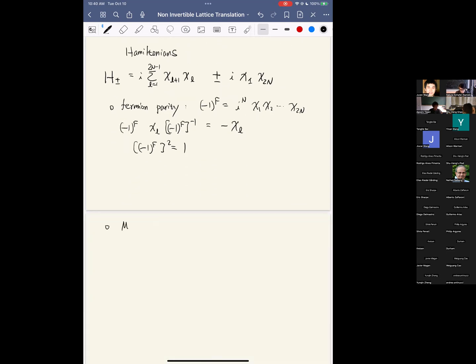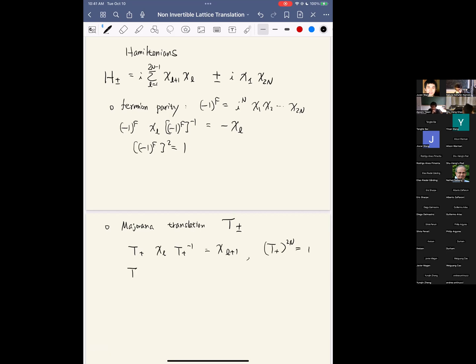Now there's a second symmetry, which is the Majorana translation symmetry. This is to be distinguished from the Ising translation. I mean, after all, it's a different model at this point. So we have a translation symmetry for H plus. That's obvious. It just maps the fermion to the next site. And if you raise the translation symmetry to the 2n-th power, not n, but 2n-th power, it is 1.